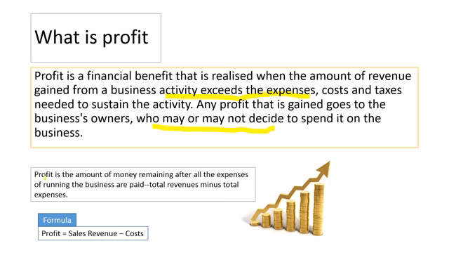So we can say that profit is the amount of money remaining after all the expenses of running the business are paid. So total revenue minus total expenses. I've put the formula here for you. You need to remember this formula for your exam. To find your profit, the formula you will use is profit equals sales revenue take away cost. You need to remember that for your exam.